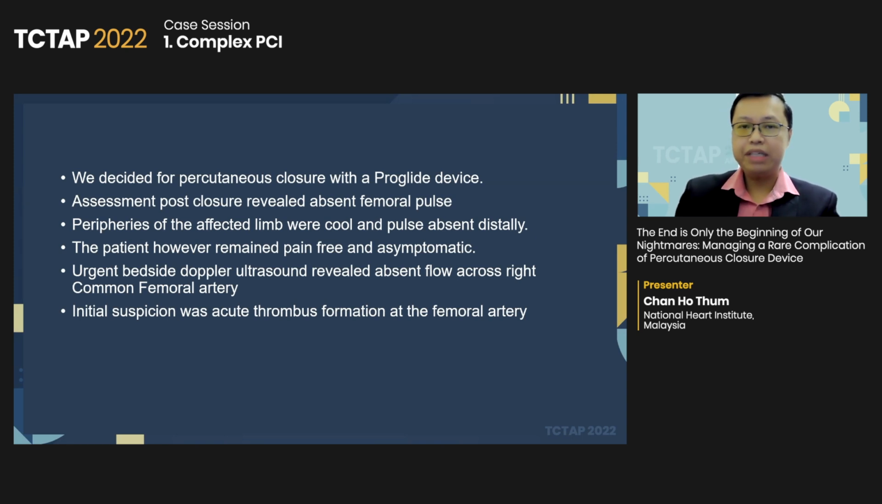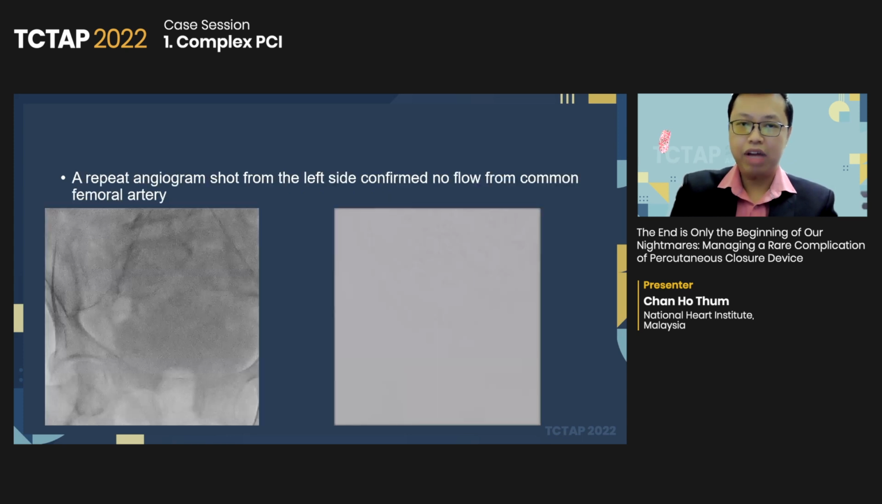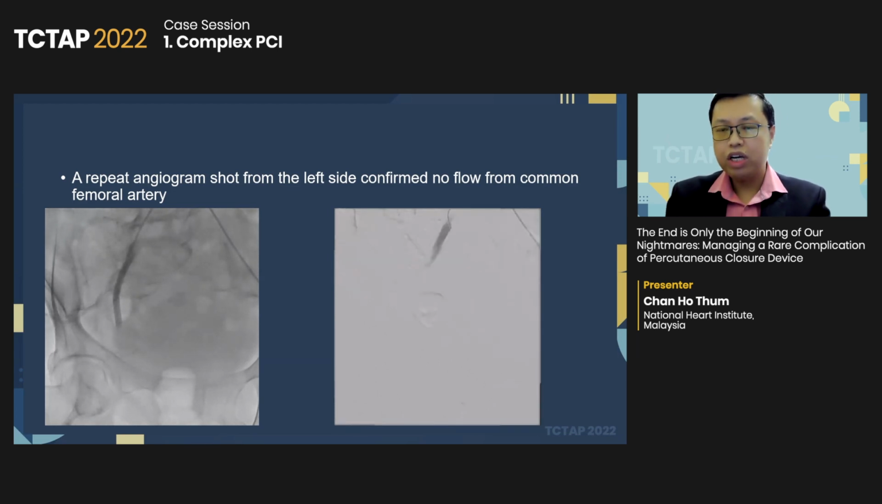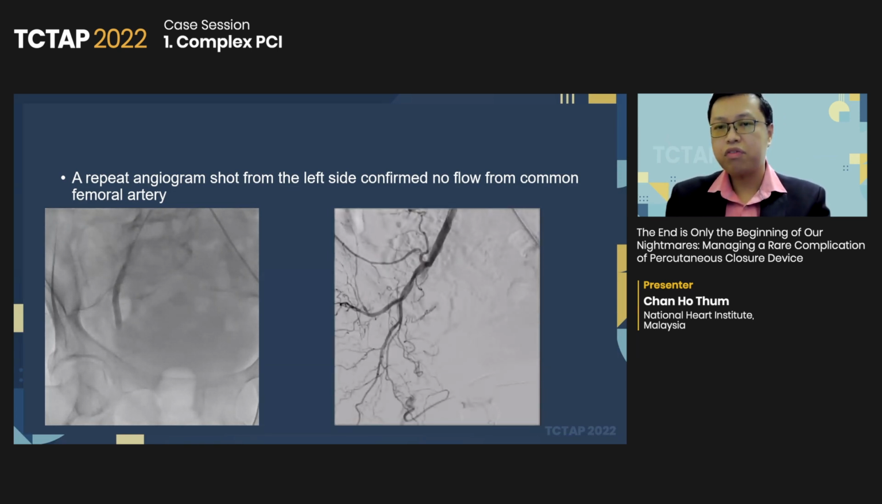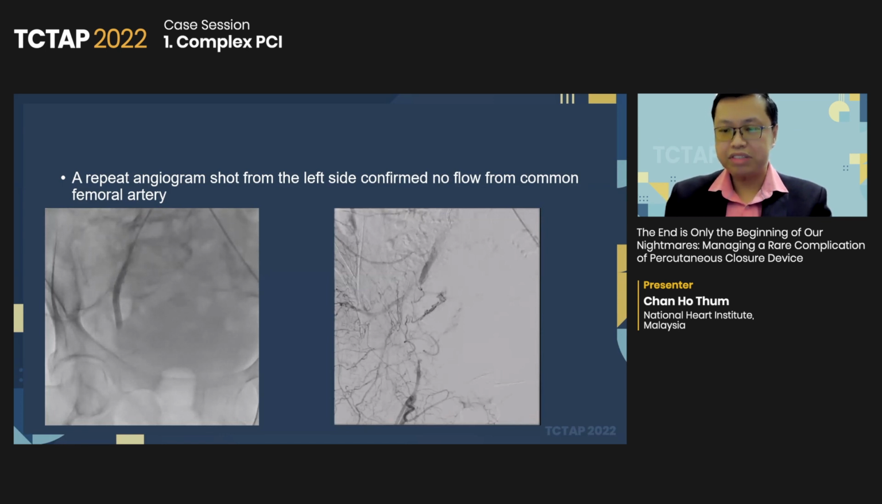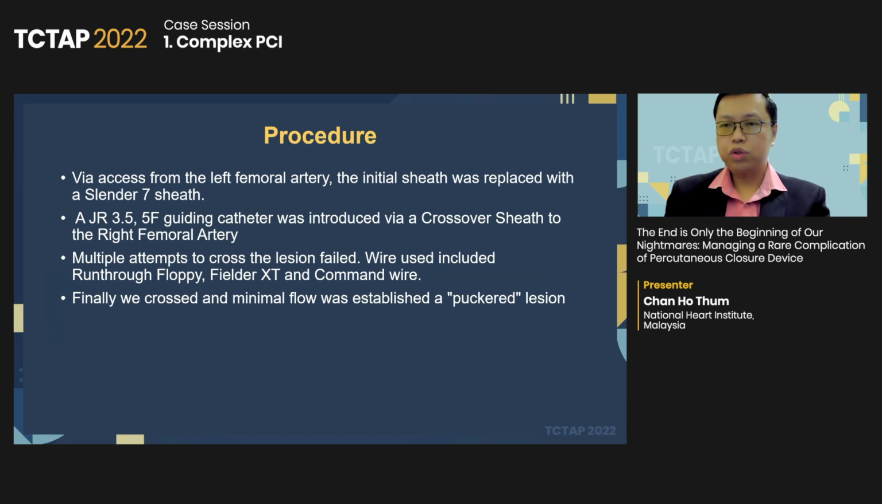We did an urgent bedside ultrasound Doppler, which revealed absent flow across the common femoral artery. Initial suspicion was, of course, acute thrombus formation at the femoral artery. A repeat angiogram showed an acute occlusion of the right femoral artery. Digital subtraction angiography showed the same findings along with a lot of collaterals, hence probably causing the asymptomatic nature of this patient. So we decided to perform a PTA.